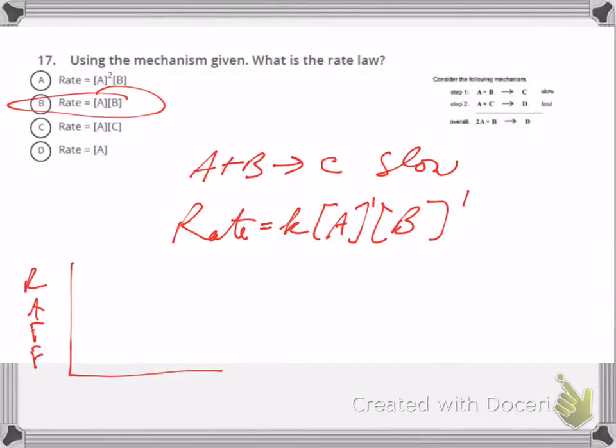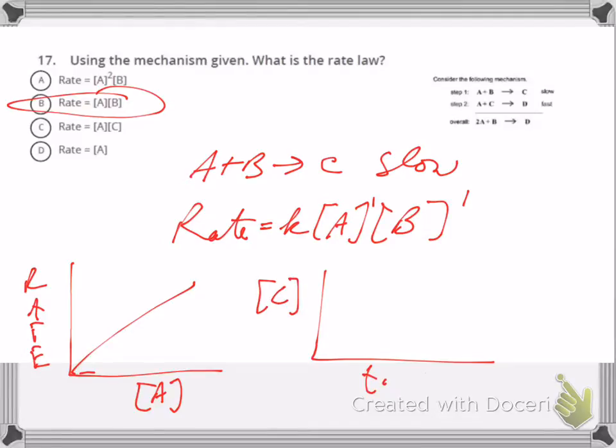But that means we also are responsible for rate versus concentration with A or B. With A, we see it's first order in A, so we see first order behavior. Keep in mind this plot is assuming that B is held constant. Concentration versus time for first order should show a nice exponential decay.